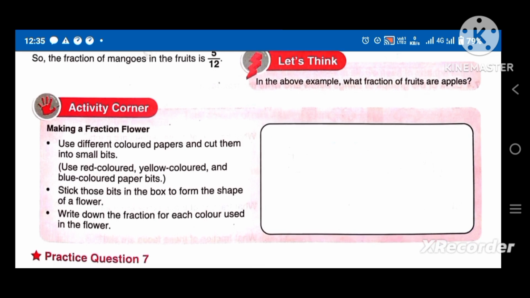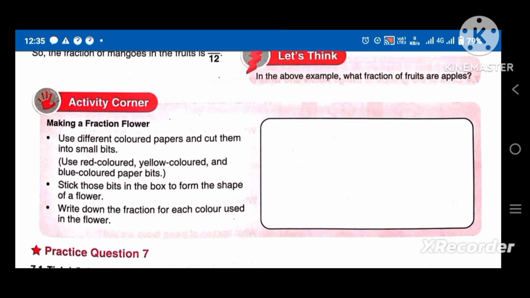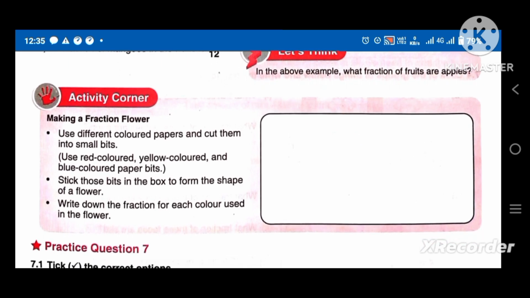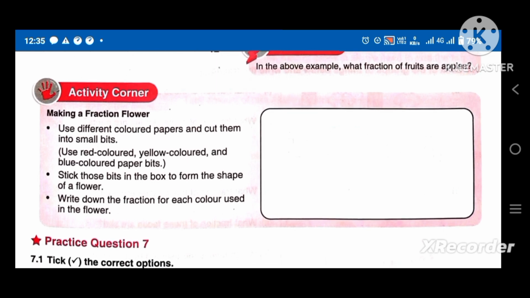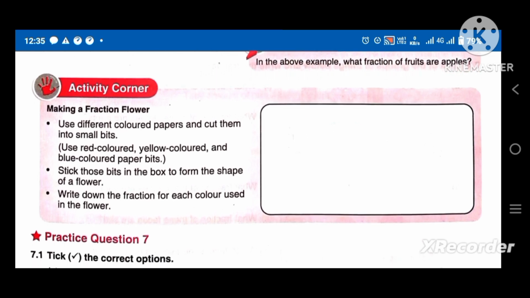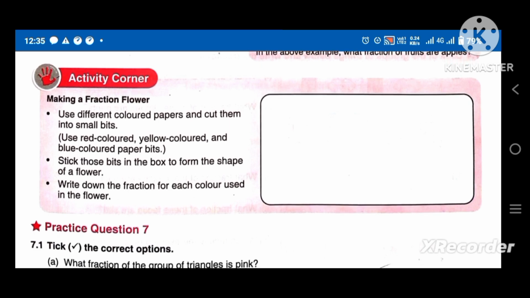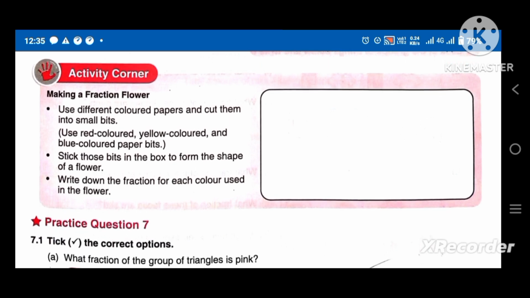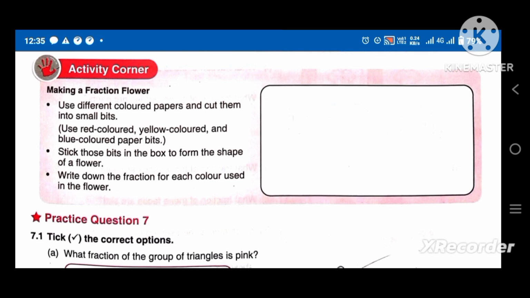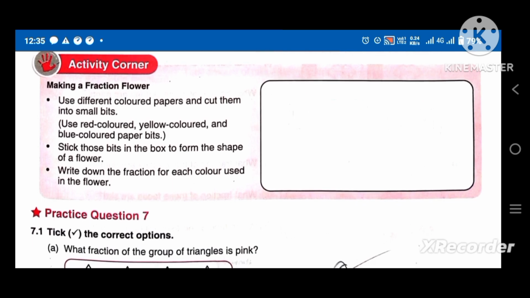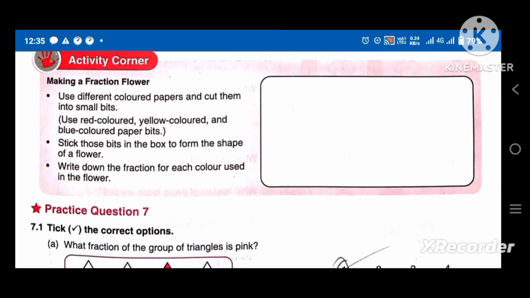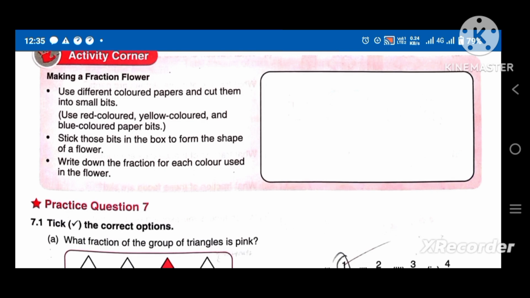Activity corner, making a fraction flower. Use different colored papers and cut them into small bits. Use red colored, yellow colored and blue colored paper bits. Stick those bits in the box to form the shape of a flower. Write down the fraction for each color used in the flower.